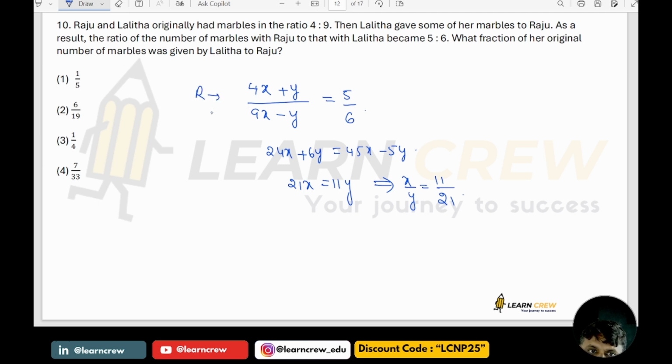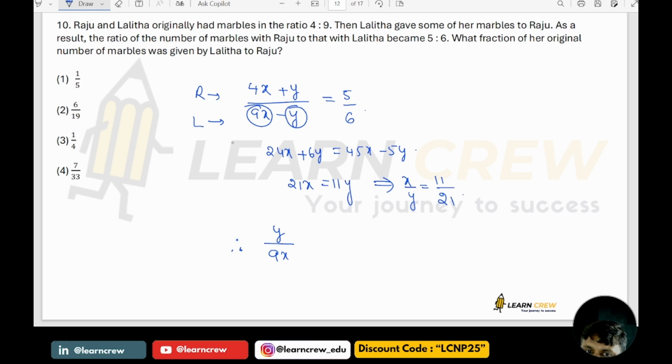Initially Lalita has 9x. Out of them she has given y. Y means how much? See here, x by y is 11 by 21. So initially Lalita has 9x. Out of them, how many did Lalita give away to Raju? y. So we need to find out y by 9x. What fraction of the original number of marbles was given by Lalita to Raju?